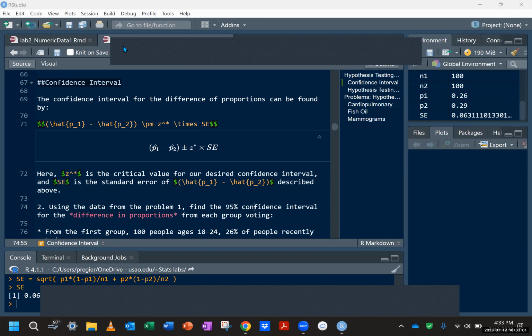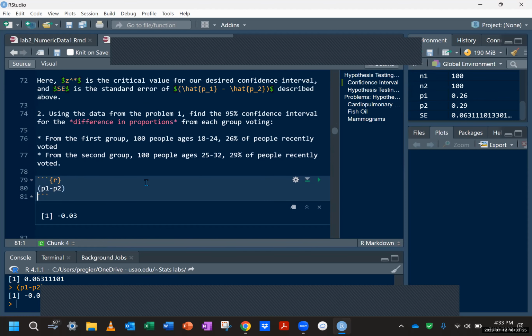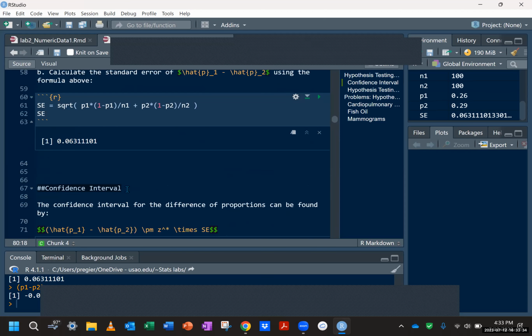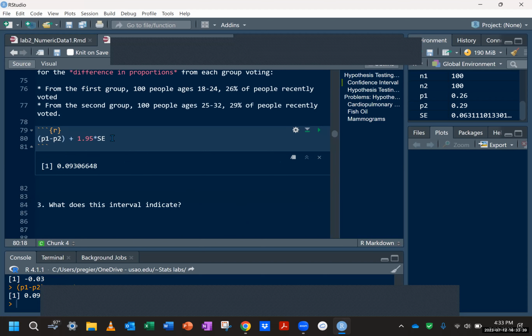So let's find out what the difference of proportions from the two data sets was. Here's again our data. We're finding the 95% confidence interval. I'm going to say P1 minus P2. That's the difference of the two proportions, like 26 and 29. So a 3% difference. And we're going to say plus 1.95, same critical value, and same standard error as we correctly found above. So if we do that, this tells us the right bound, we have to do plus or minus.